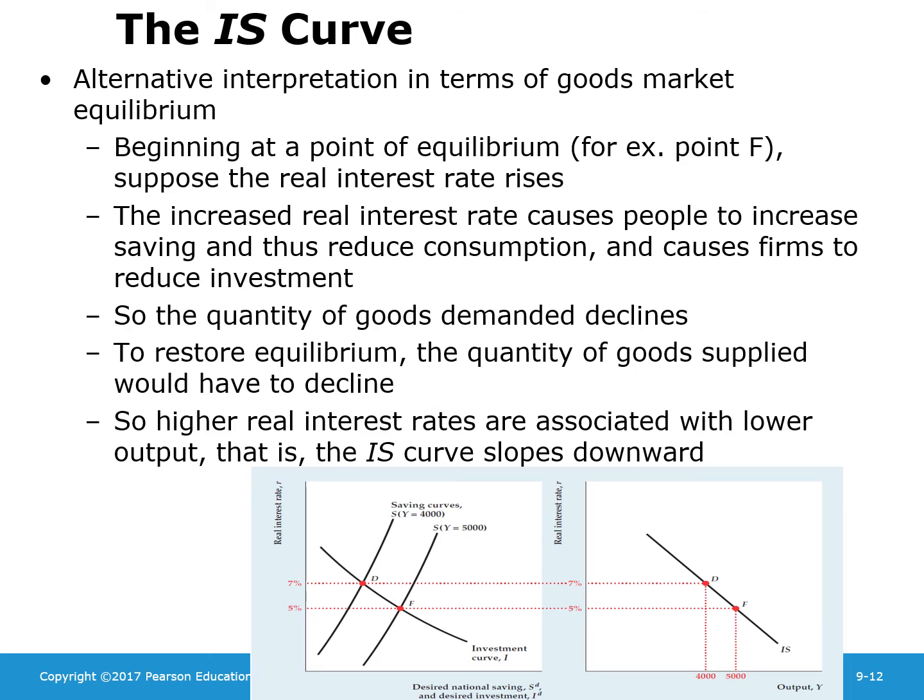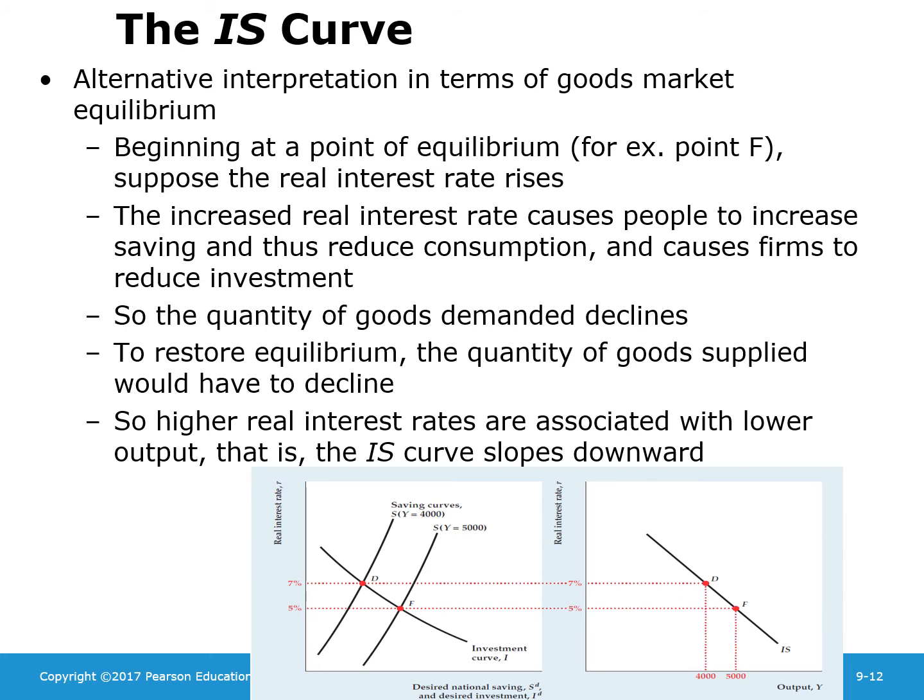We can provide an alternative interpretation in terms of goods market equilibrium using the other condition. Remember, the goods market condition can be written as desired saving equals desired investment, or aggregate demand for goods is equal to the aggregate supply of goods. So we'll use the second definition of goods market equilibrium to reach the same conclusion that the IS curve slopes downward. In both cases we get the same conclusion. So let's now see the alternative interpretation.